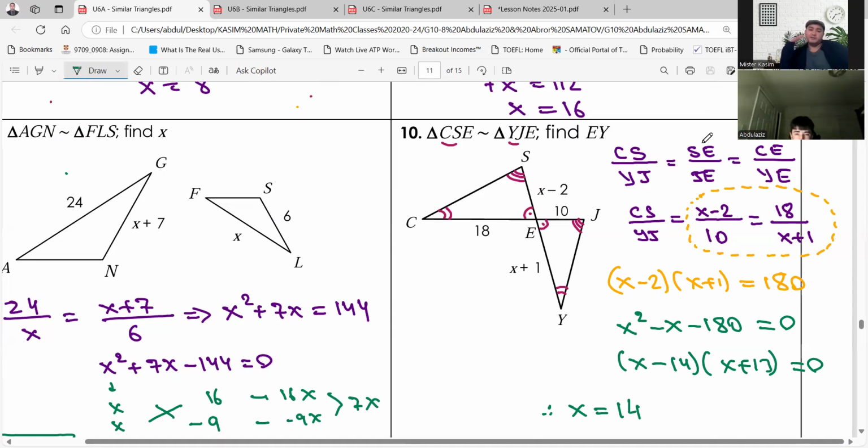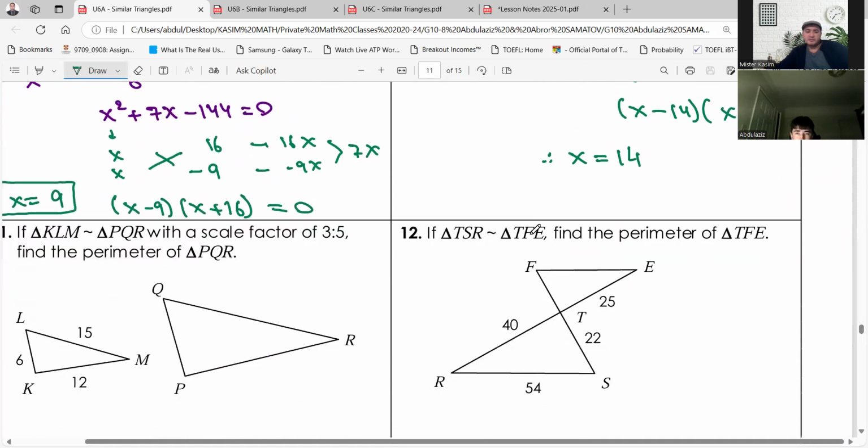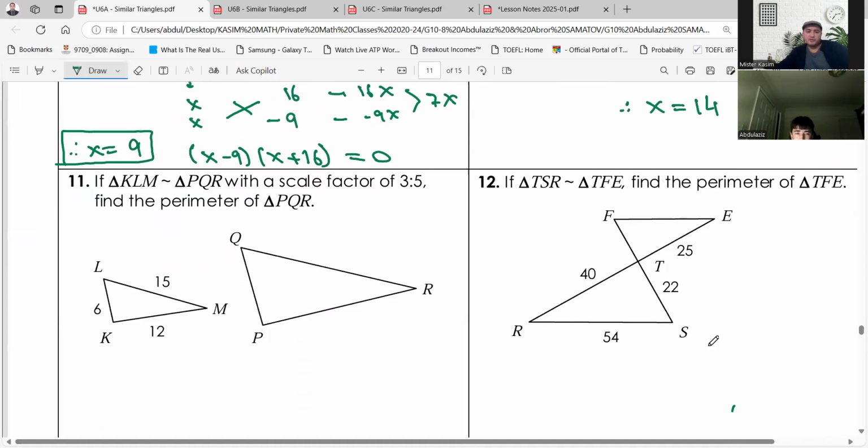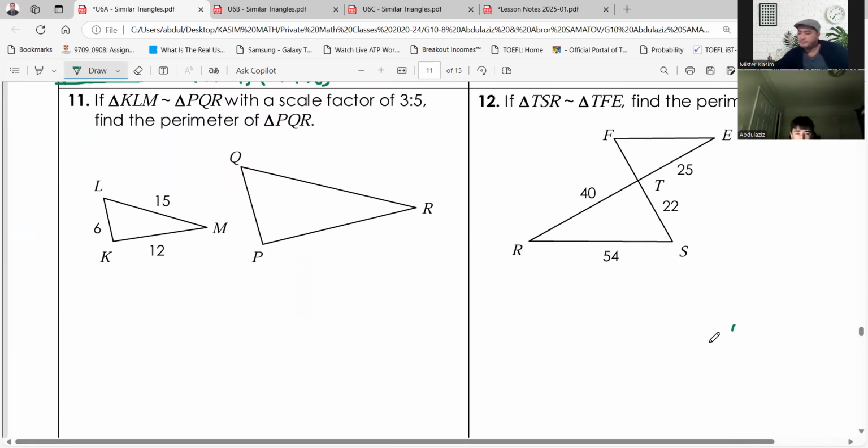Otherwise, it will be very surface knowledge. I'm moving to the next question, Abdulaziz. Now you try question 11. Read the question. If triangle KLM is similar to triangle PQR with scale factor 3 to 5, find the perimeter of triangle PQR.